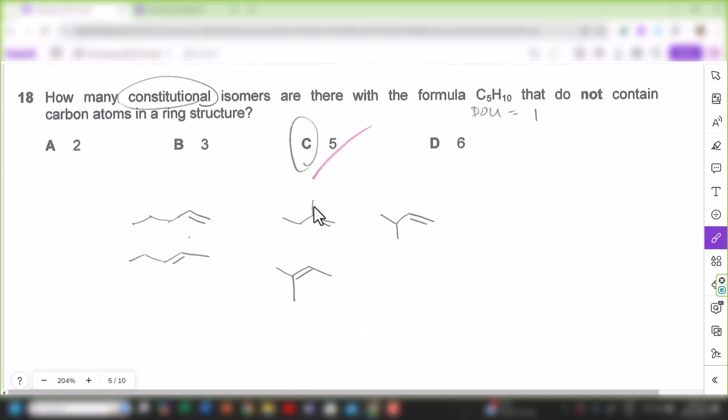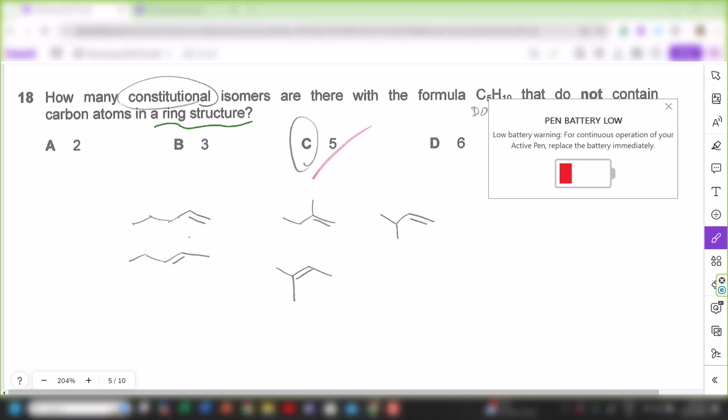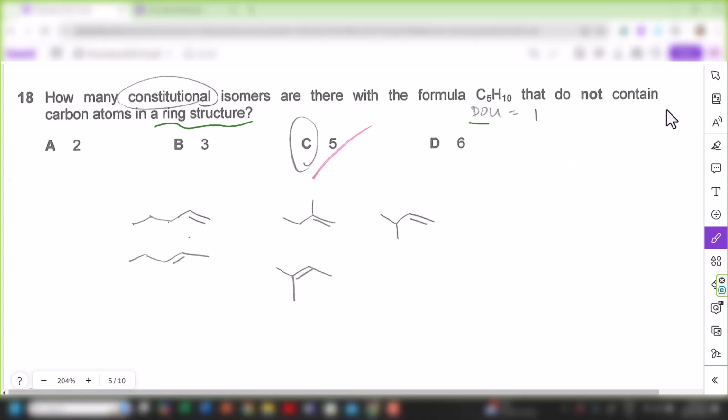Okay, question 18. How many constitutional isomers are there with the formula C5H10 that do not contain carbon atoms in a ring structure? So they limit your answer, so I can only have double bond. So again, you do a quick calculation. You have 1 degree of unsaturation. So it's calculated by the students. What is the best strategy to do it? Again, you draw a straight chain. You draw a branch, and then you see where you can place your double bonds. I cannot branch further because if I branch further, I'm just going to show you, then I can't put my double bond anywhere.